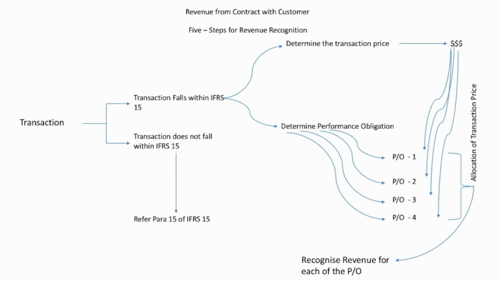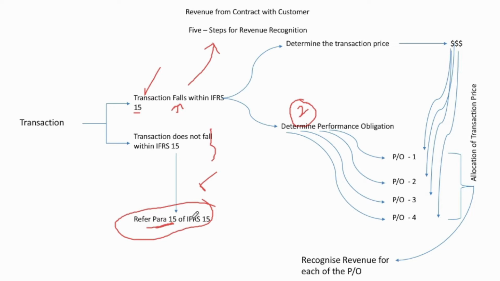Then we will move to the second part of the five-step model, that is the determination of the performance obligations. This is the second part after qualifying whether it is a contract with the customer or not. If it is not qualifying, then in such a case it has to be dealt with by para 15. We will discuss it in detail, but for now, if the transaction qualifies under IFRS 15 and is to be accounted for under IFRS 15, we will go forward and perform the other four steps. If it is not, then it has to be dealt with by para 15.